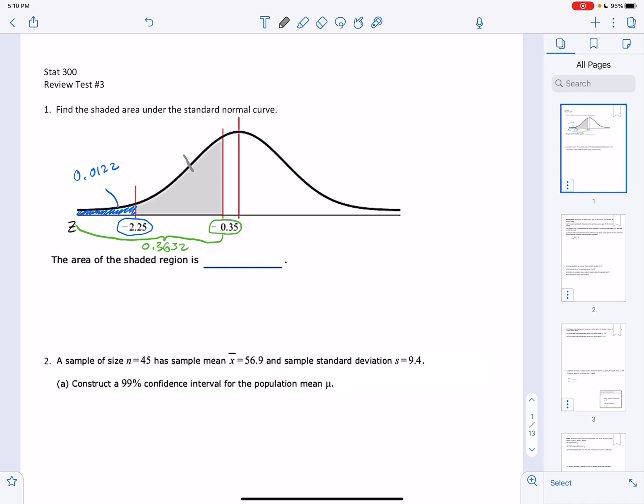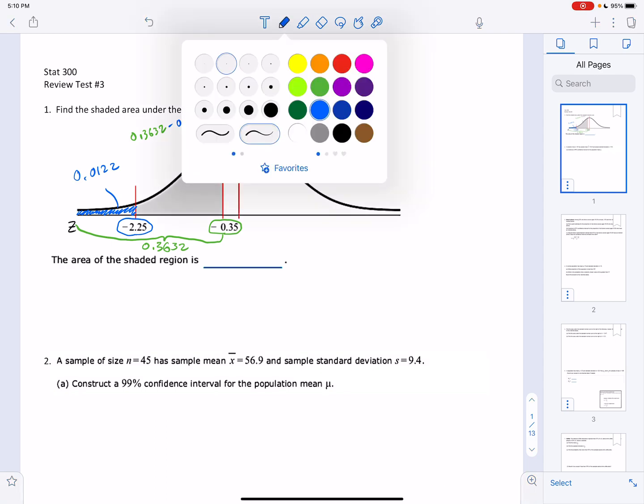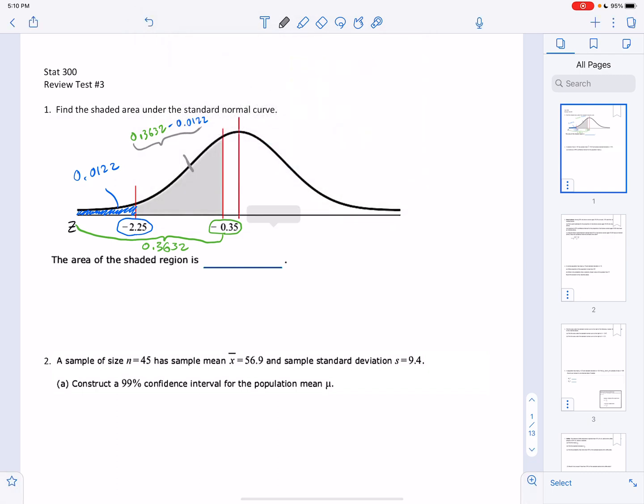So now for the grand finale, if I want this gray area, that's what I'm really interested in, I need to take the green area, the total area from negative 0.35 to the left, right? This total area is 0.3632, and I need to subtract out the blue area, which is 0.0122. And when I subtract those two areas, the green minus the blue, it gives me the gray. And that gray area is 0.351. So that is our area, 0.351. That's the area of the shaded region.